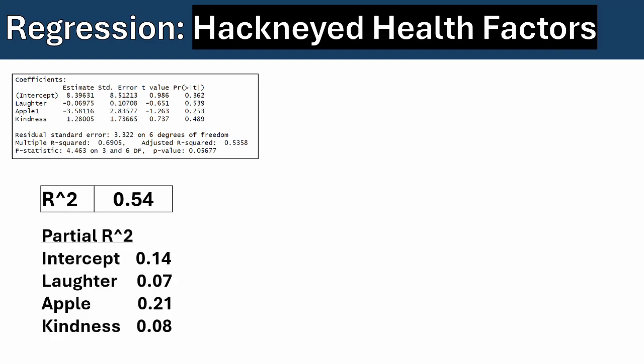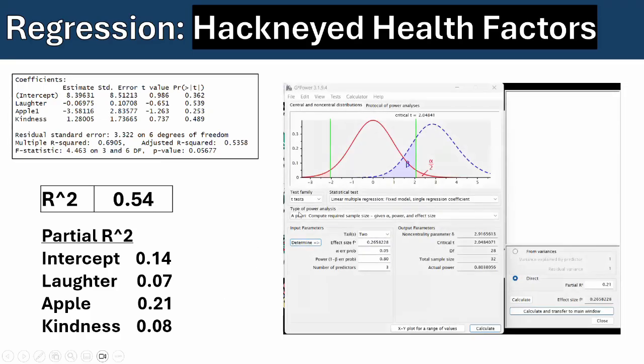Not going to go into too much detail, but it's looking at how much each individual variable contributes to the model. And so I can run some R code that I didn't show here to get partial R squared. It turns out the one that's the largest is going to be apple. So let's just take that as our variable to maybe look at. That's the strongest. So we're going to go t-test, linear multiple regression, fixed model, a single regression coefficient.